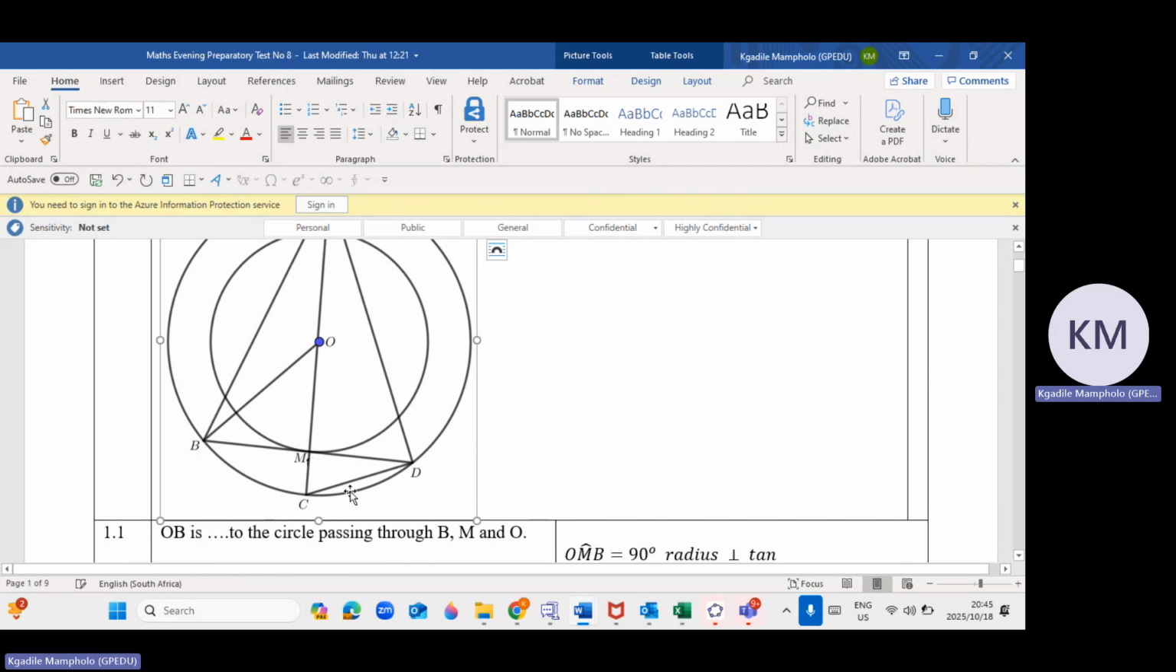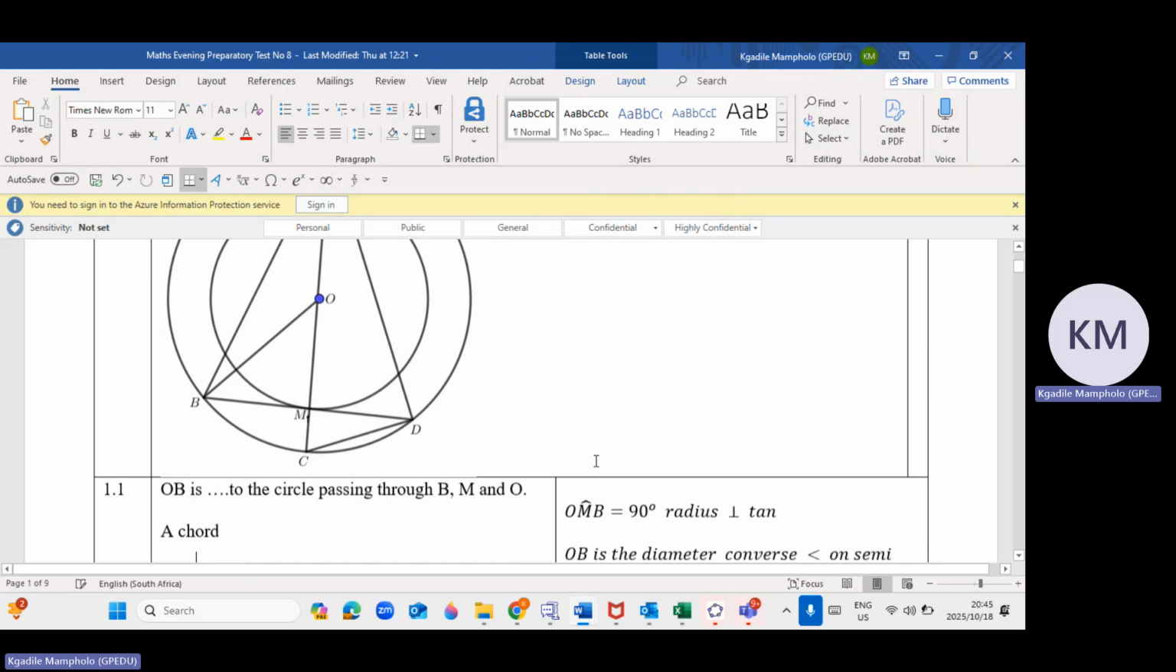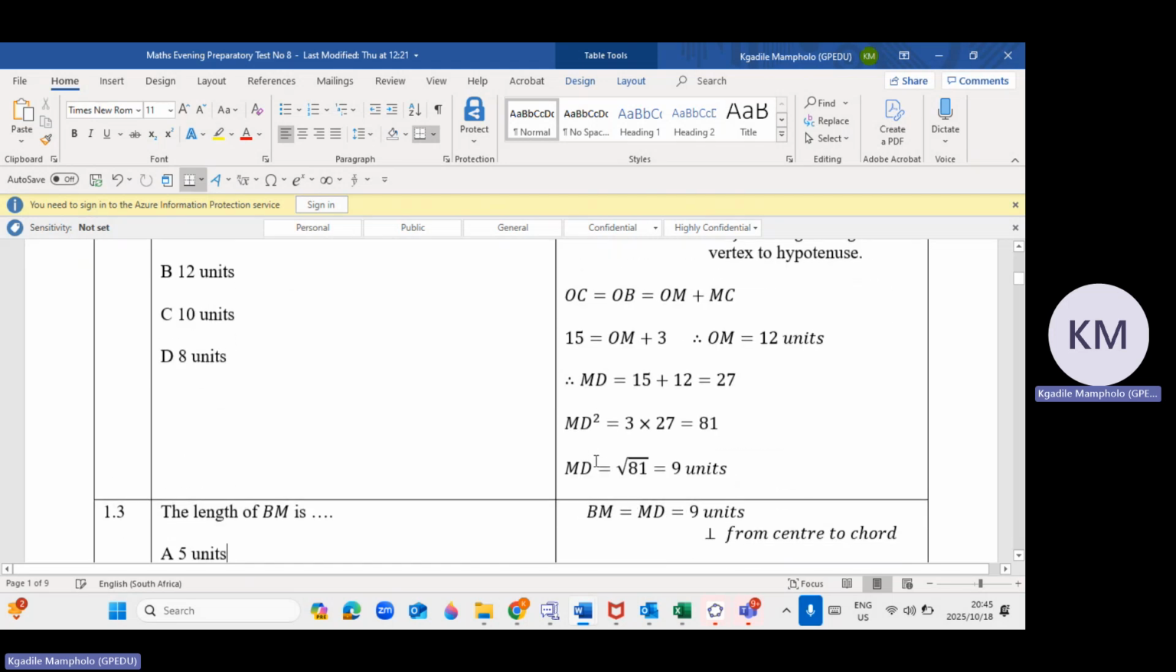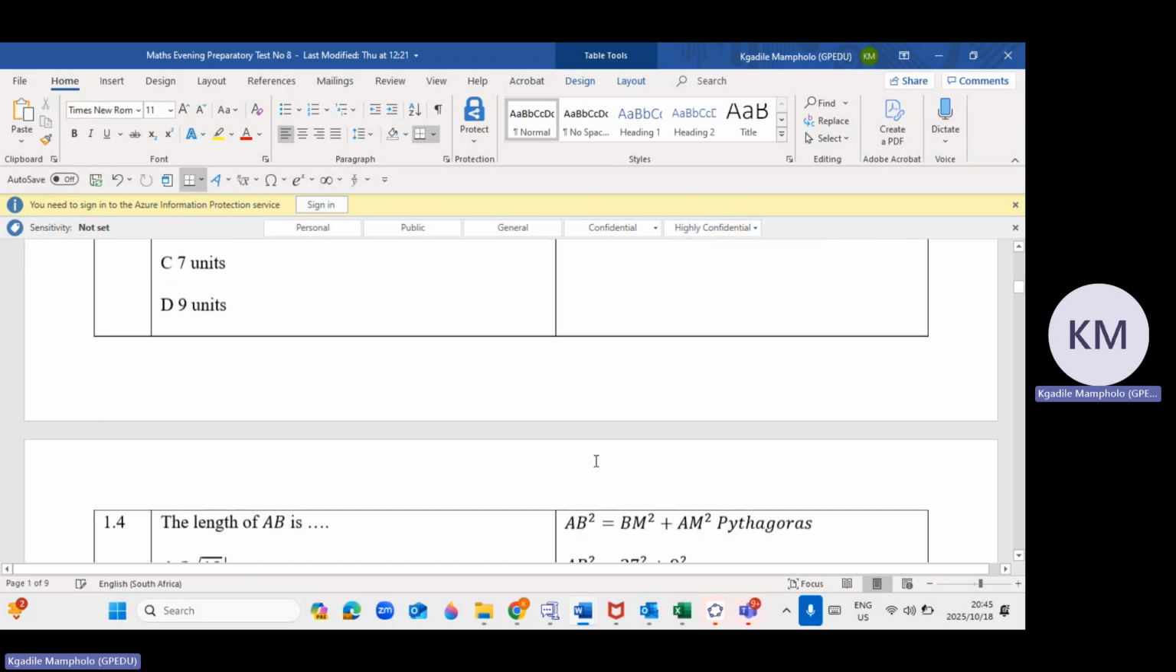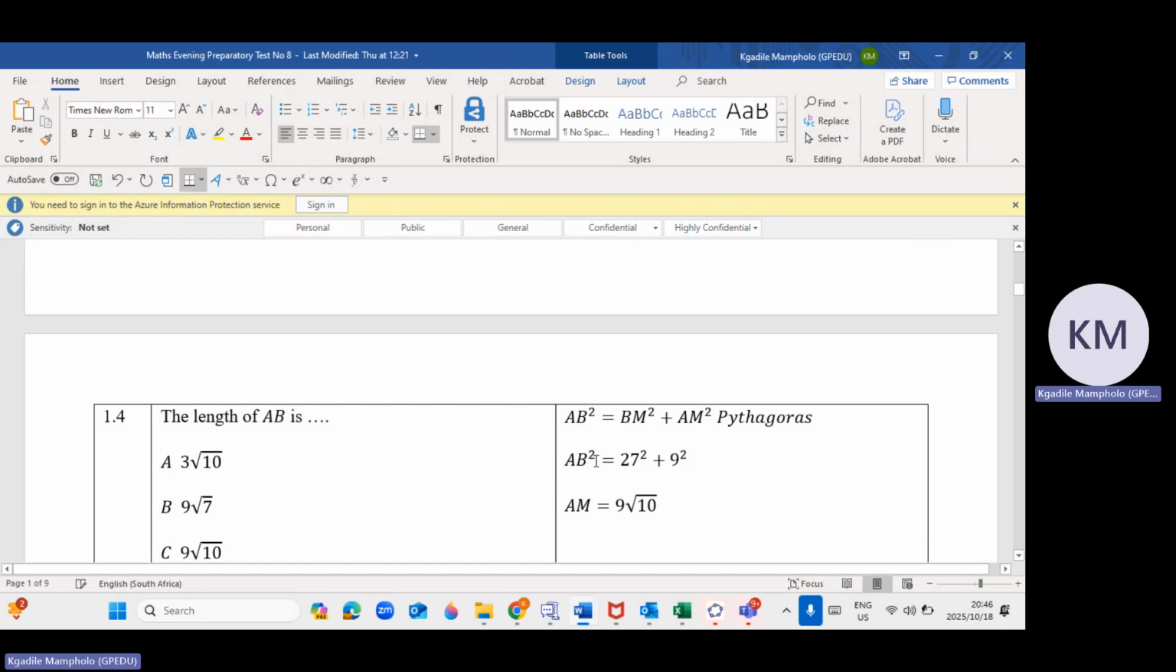Then you apply the theorem of Pythagoras to get AB. So you say AB squared equals AM squared plus BM squared, as we did here. So we know that AB squared equals 27 squared plus 9 squared. Therefore, it means AB would be 9 root 10.